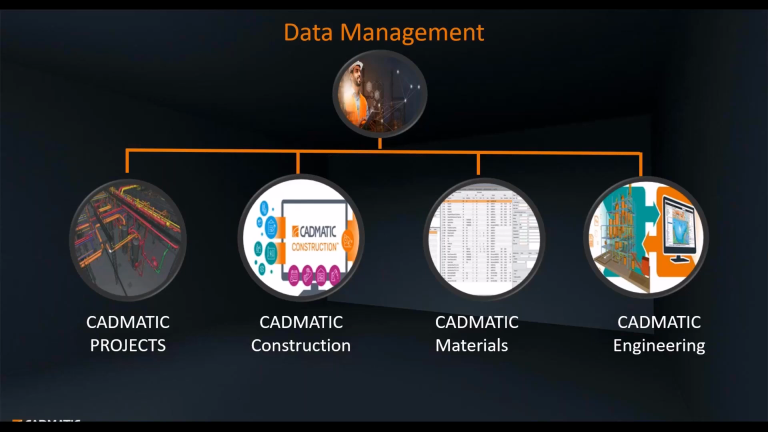Then we have CADMATIC Construction software. Here you can monitor and manage every aspect of your construction project effectively by integrating various data sources for comprehensive project management. Then we have CADMATIC Material, which is a material and piping management software where you can efficiently manage material and piping across your project life cycle.